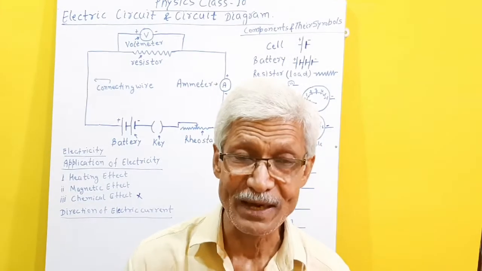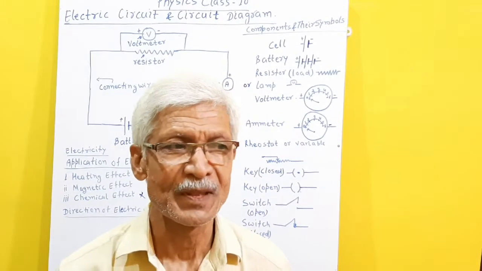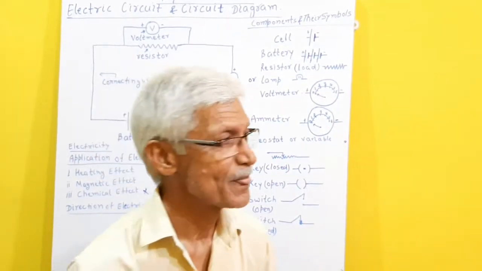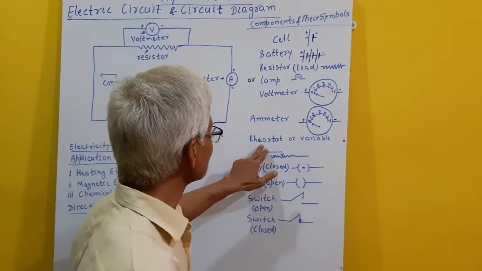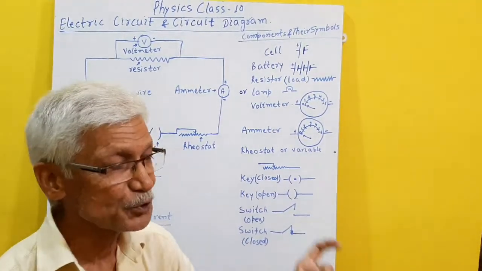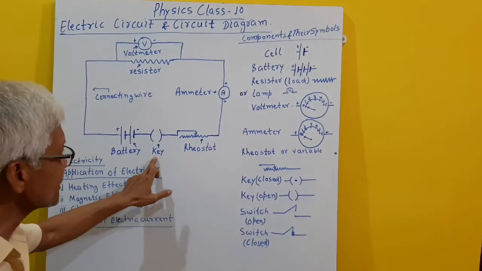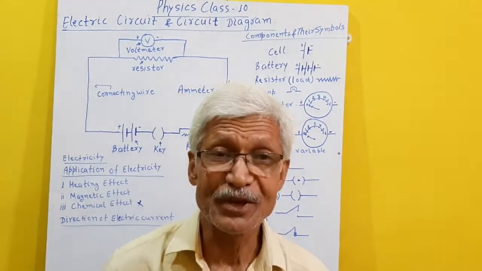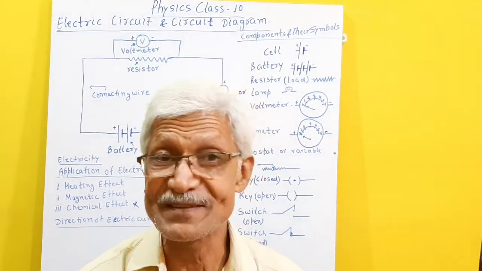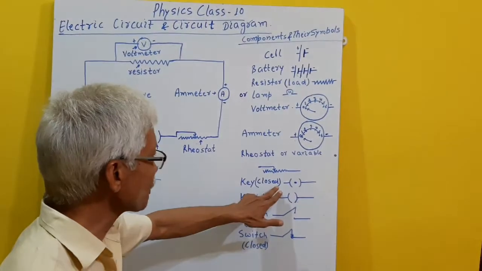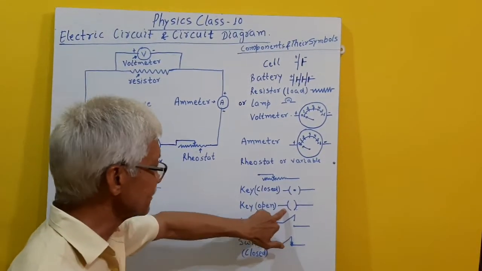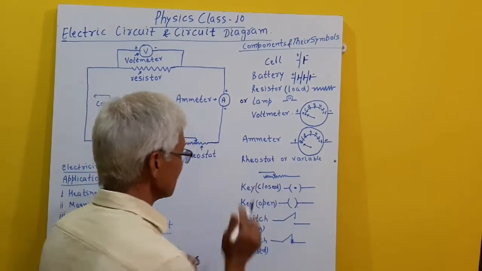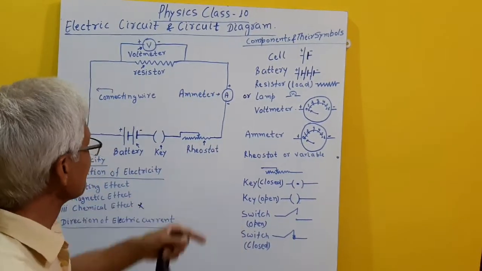You may have seen the regulator in a fan, in an oven, or in an induction stove. With the help of a rheostat, we can change the value of current flowing through the circuit. This is the key. A key is the arrangement by which we can open or close the circuit. This is the closed circuit and this is the open circuit. This indicates the open circuit, and if we put a dot inside it, then the key becomes closed, and current starts to flow.